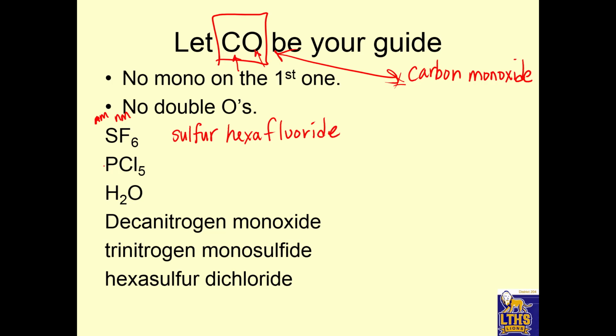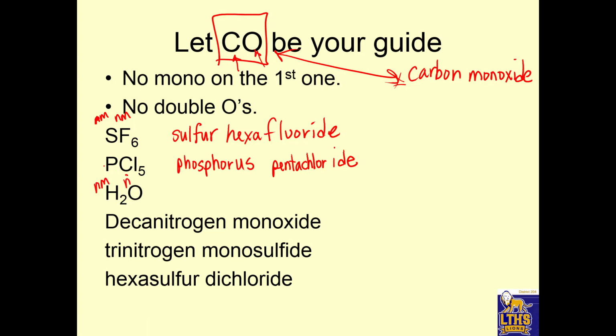Okay, non-metal, phosphorus, because there's only one, and I don't need mono on the first. If it's any other number, I'll show you in a second. 5 chlorines, it needs to be IDE. And 5 is penta, chloride, right? Phosphorus pentachloride.